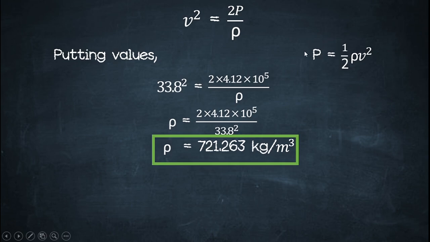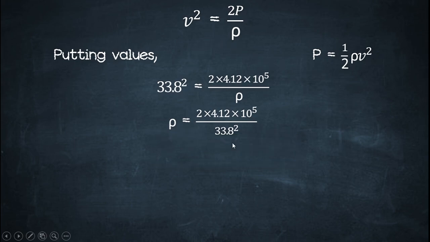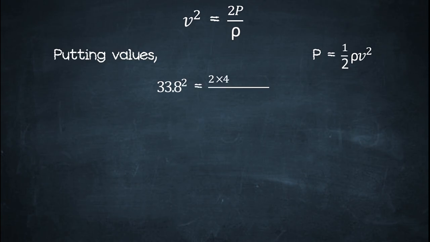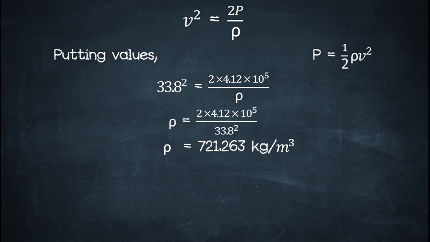Also, I want to tell you that you can directly use the formula by using Bernoulli. You can write that according to Bernoulli's equation, P is equal to half rho V square, and instead of doing all the derivation that we have done on the last page, you can directly use the formula P equal to half rho V square to get the result of density as 721.263 kilogram per meter cube.